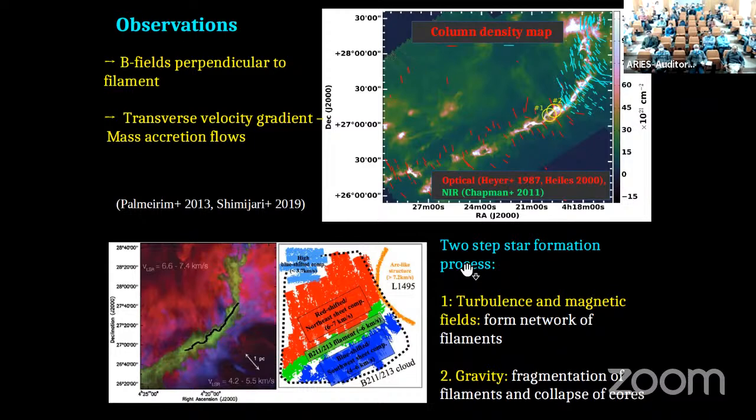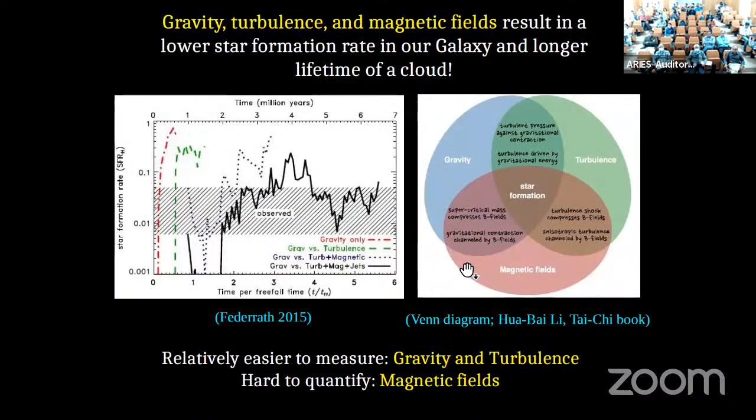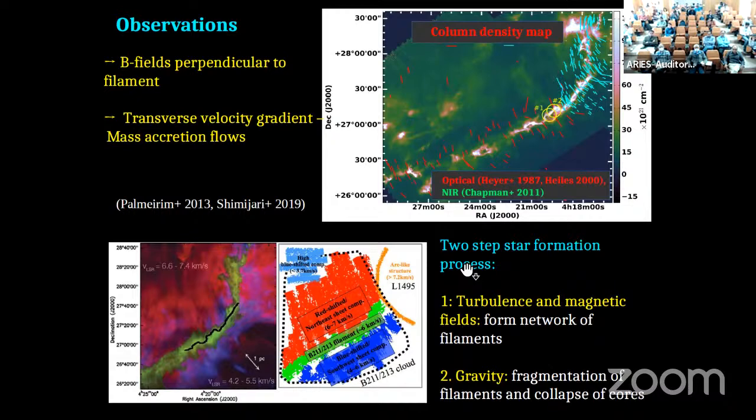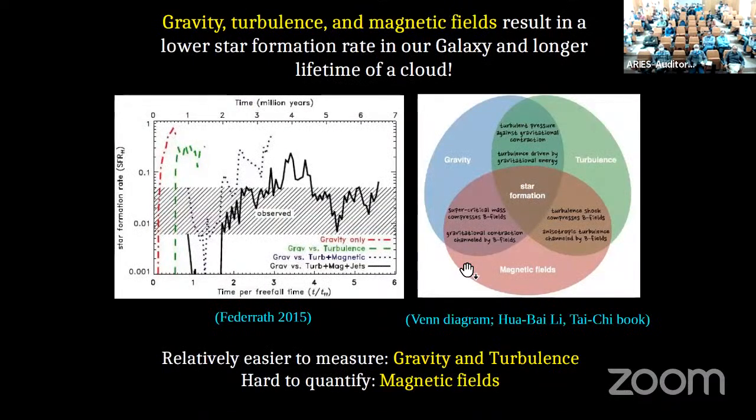So that's why we can see a kind of perpendicular configuration in most of the observations. This is one thing. And then when these dense structures form, gravity will come into play, and then this dense filament will further fragment into dense cores, and they further collapse to form the stars. And so as I introduced here, turbulence, magnetic fields, and gravity are the three important factors. But they won't act independently. They collaborate with each other.